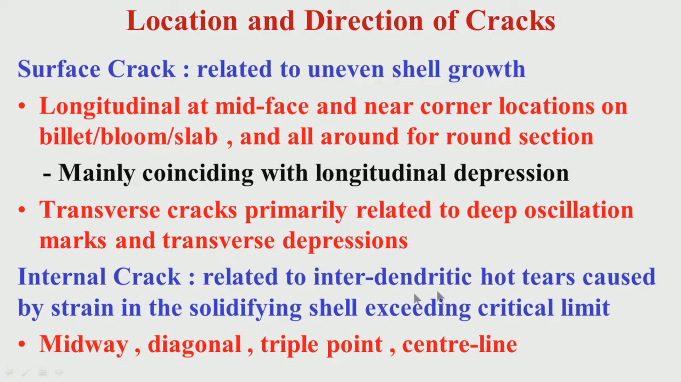And what I have mentioned is that these relate to interdendritic hot tears. So basically those interdendritic zones are relatively weak, so in those areas there is a rupture, there is a crack formation, tearing at high temperature. So we call it interdendritic hot tears, caused by strain in the solidifying shell exceeding a critical limit. As I have mentioned several times, the solidifying shell, during solidification and even after that, is undergoing some strain, a lot of strain.